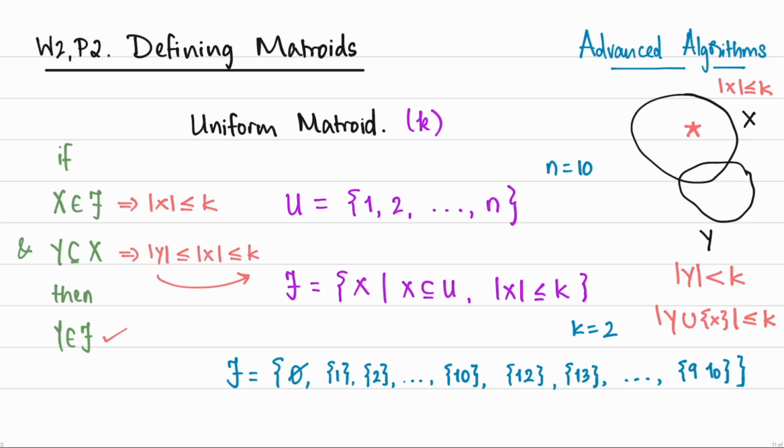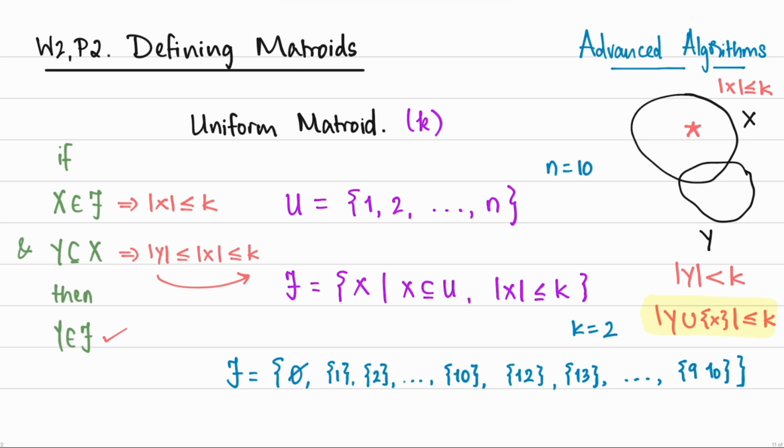We can pick any element that we like here and add it to y, and we would still be fine. Y union x would be at most k and therefore would belong to the family f, right? So in that sense we are done here, because we've shown that the exchange property holds, heredity also works out, and non-emptiness is also fine, right? So the uniform matroid is indeed a matroid, right?